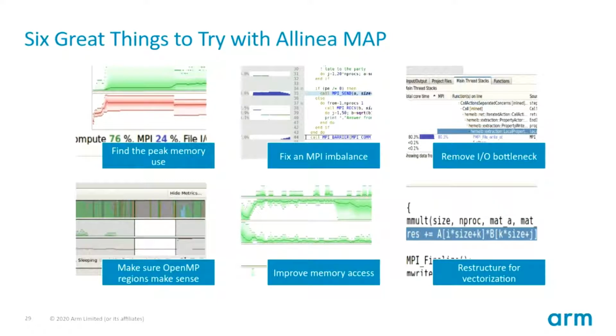Another way you could use map is to identify whether or not OpenMP regions make sense. If you have an OpenMP code and you notice a lot of this gray, which stands for OpenMP synchronization, it may not make sense to turn it on for a certain loop if you're spending more time synchronizing the threads than doing OpenMP calculations. And then I've shown an example of memory access issues. If we see in the metrics that there's a lot of memory accesses, we might need to restructure it in order to get better vectorization.